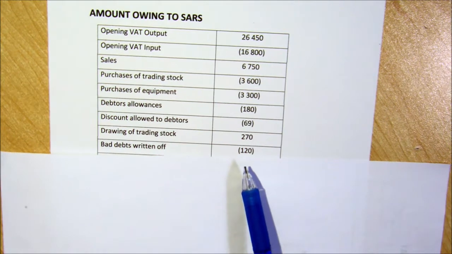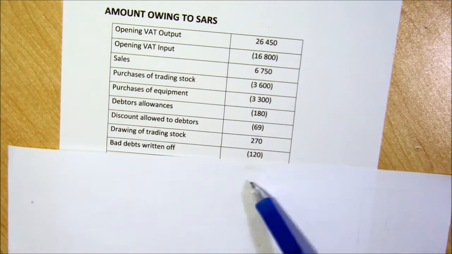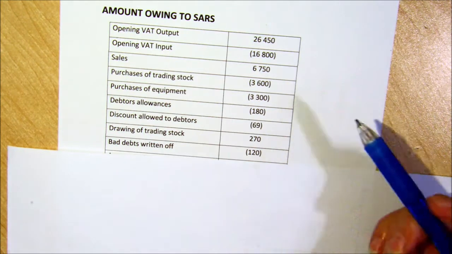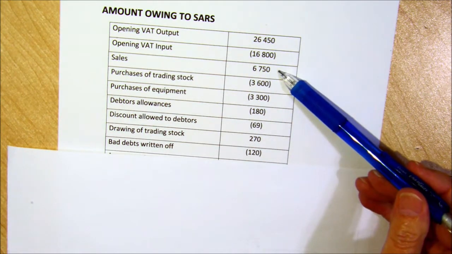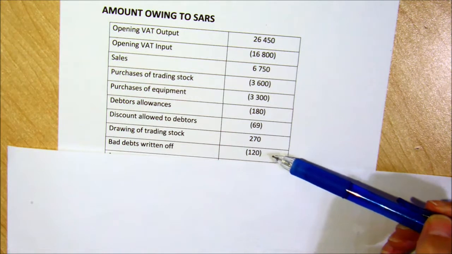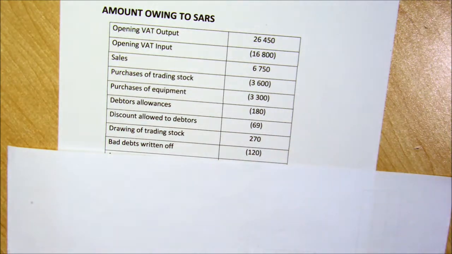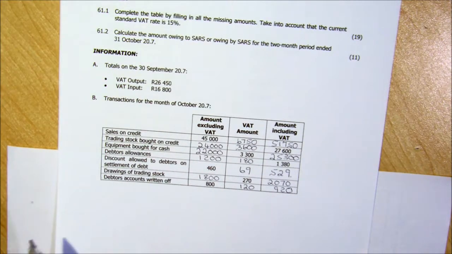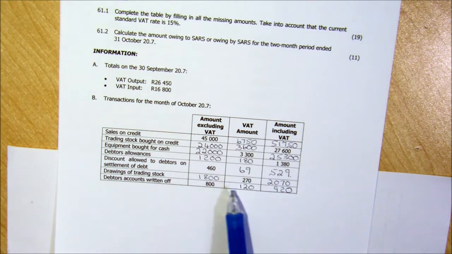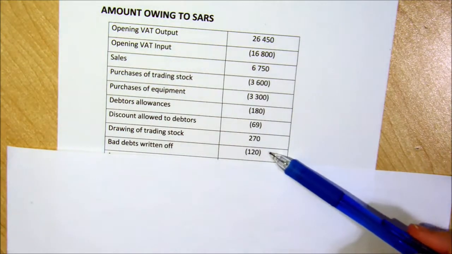And then the last of our examples here is a bad debt written off. Follows the same concept as a debtor's allowances and discount. You had a debtor that owed you money. The debtor is not going to pay you, so you're writing his account off as bad debt. The VAT portion of that bad debt, and remember again, if you look back at what you've just calculated, the bad debt you wrote off was 800 Rand exclusive or 920 inclusive. The 120 of that was money that was owed to SARS, and so you can then claim that back from SARS, so you can minus it.